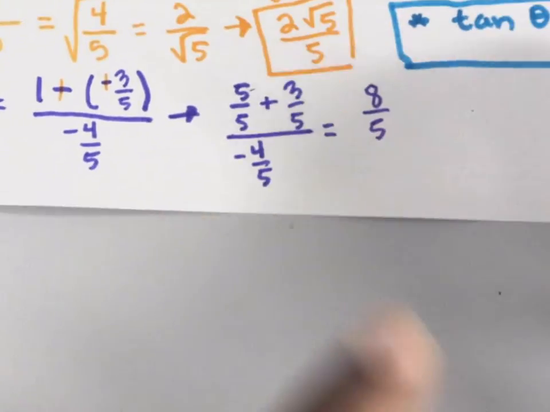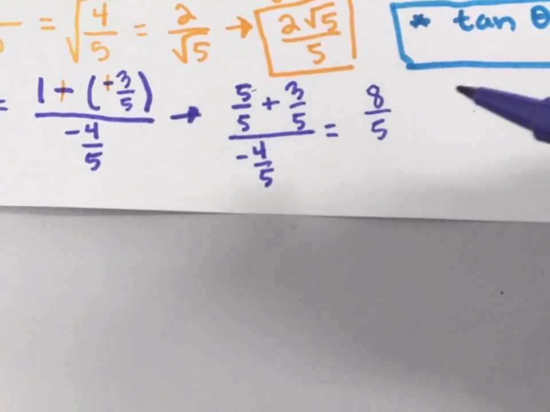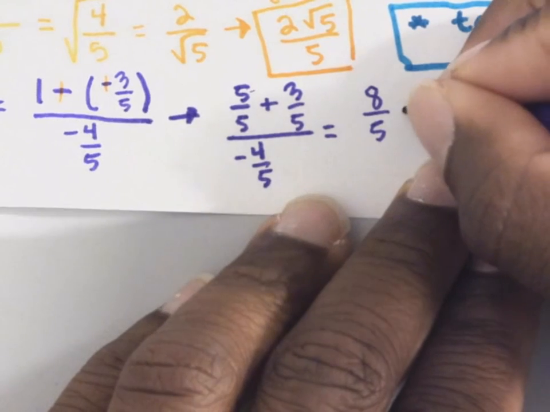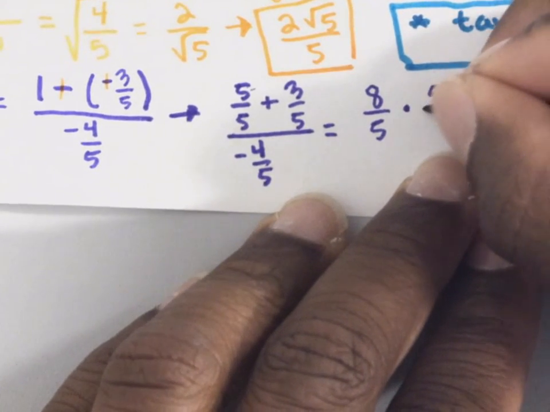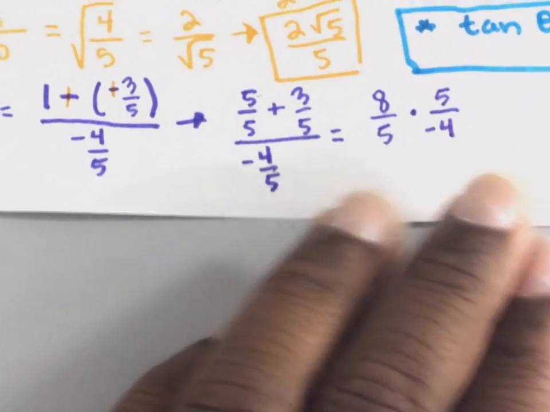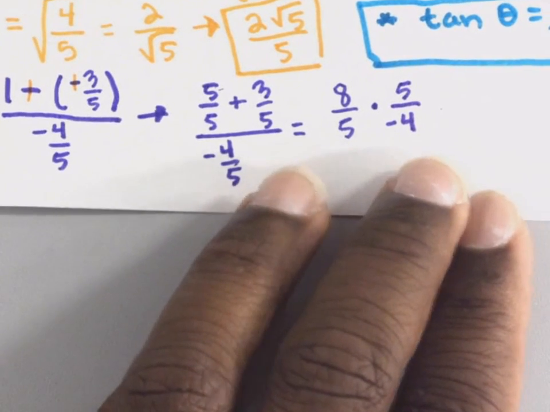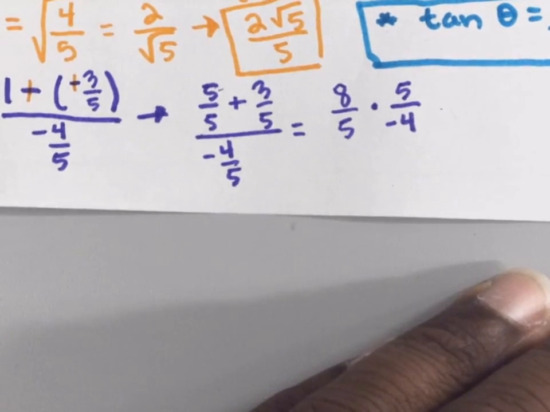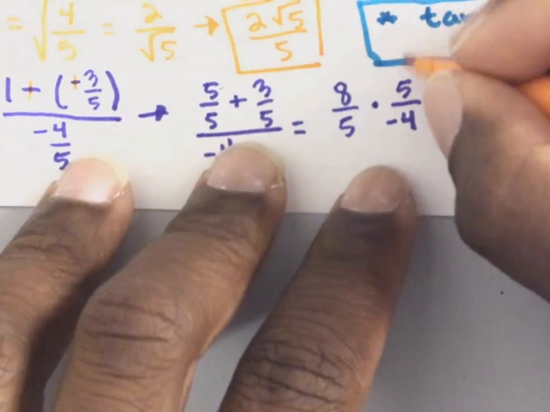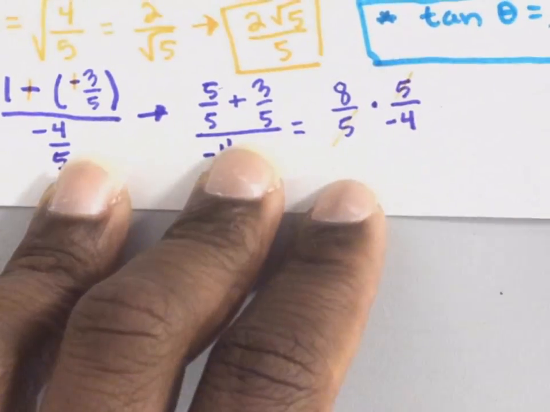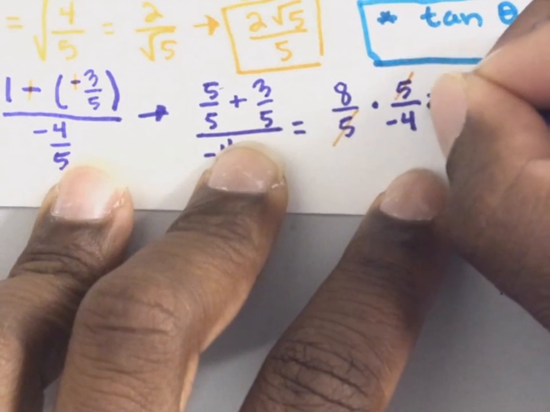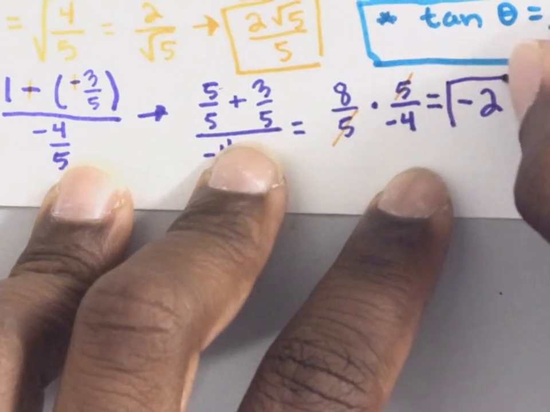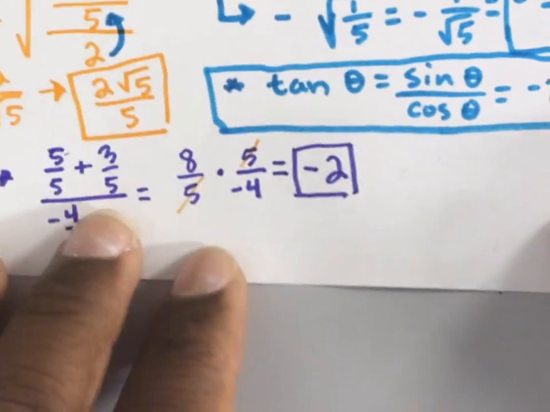And in this step, I'm going to keep, change, flip. So I'm going to keep this 8 over 5, and multiply by 5 over negative 4. Anything cancel? The 5s cancel out. That gives me 8 over negative 4, right? Is that what we got when we did sine over cosine? Yeah. Wow, that's amazing. That's crazy.